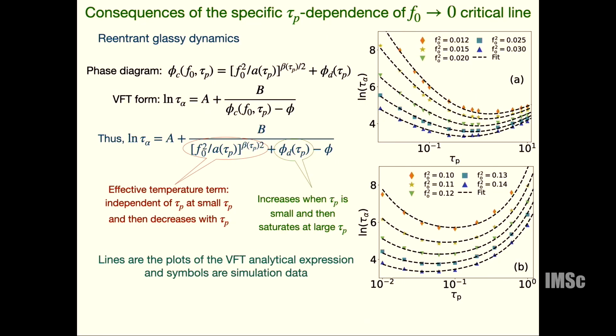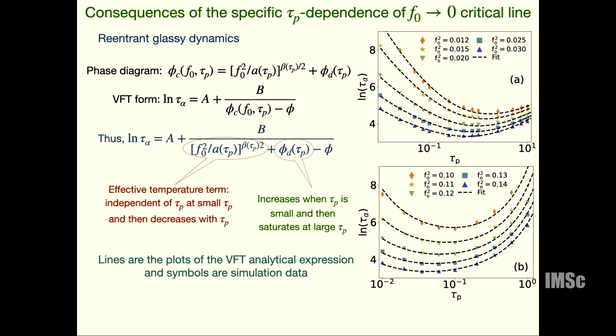So f naught square by a tau p: as tau p increases, a of tau p increases. So this part only increases at larger tau p, but at very small tau p it remains nearly constant. But phi d increases at small tau p, and then goes to a constant. So what is happening: if we start increasing tau p at small tau p, phi d will increase. So it basically moves the system away from the critical point, and that melts the glassy system. So if I start increasing tau p, when tau p is small, since phi d is increasing, it is going away from the glass point, from the VFT point, and then the relaxation time decreases.